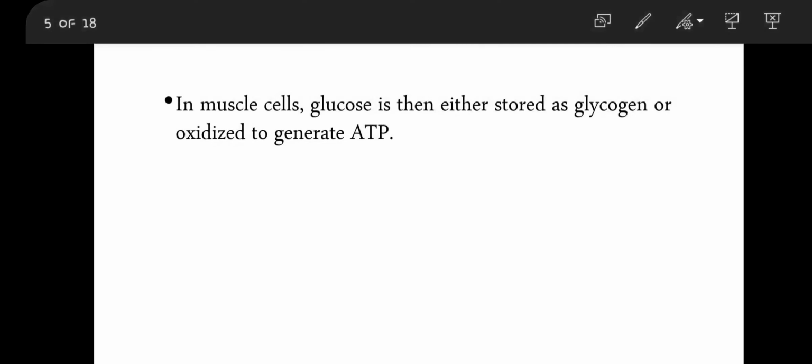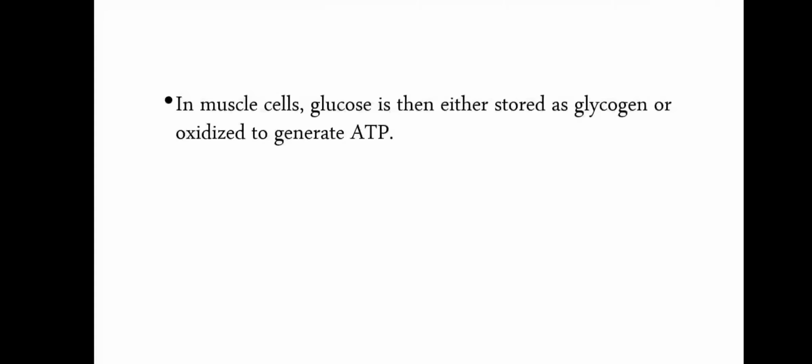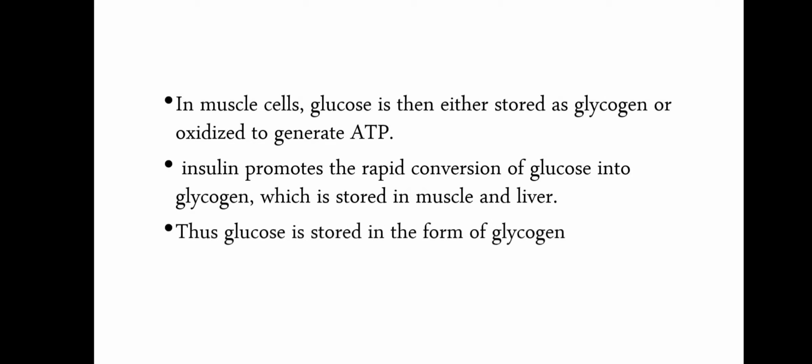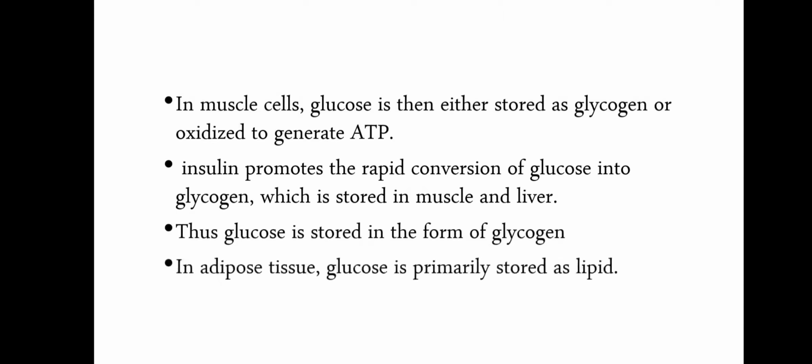In muscle cells, glucose is either stored as glycogen or oxidized to generate ATP. Insulin promotes the rapid conversion of glucose into glycogen, which is stored in muscle and liver. So the glucose is stored in the form of glycogen. In adipose tissue, glucose is primarily stored as lipids.